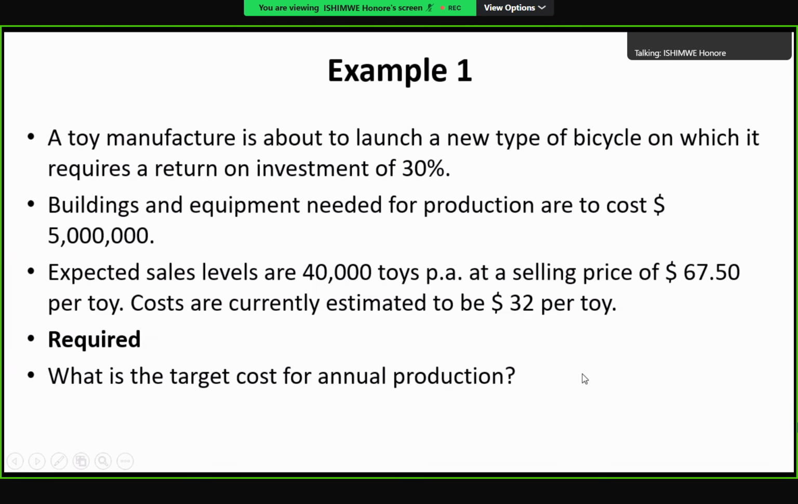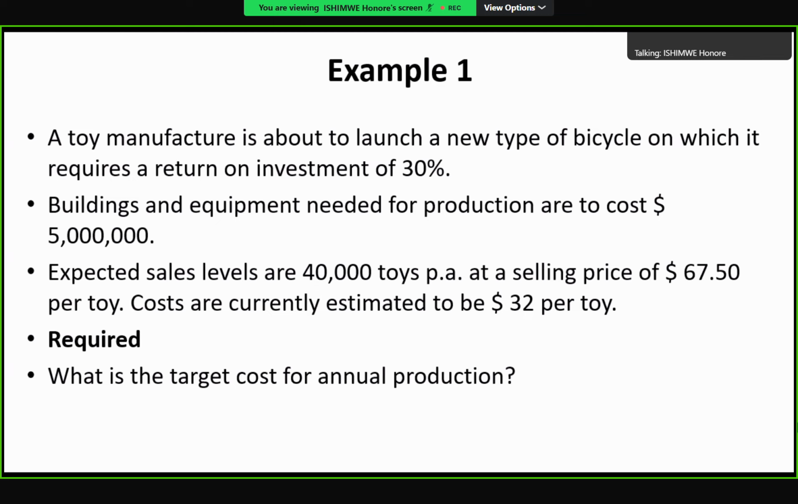So on our presentation, I was to go to this example. I hope you can hear me well. So in this example, they're saying a toy manufacturer is about to launch a new type of bicycle for which it requires a return on investment of 30%. Building and equipment needed for production are to cost US$5 million. Expected sales levels are 40,000 toys per annum at a selling price of 67.5 per toy. Costs are currently estimated to be USD 32 per toy. What is the target cost for annual production?